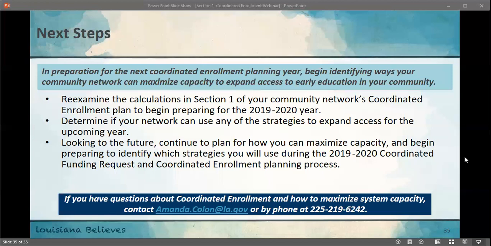We'll stay on for a few more minutes. So if any other questions come up, please go ahead and enter them into the chat box. Otherwise, as you can see on this slide, if you have any questions about your particular plan or coordinated enrollment more broadly, feel free to reach out to Amanda. Here's her email address and her direct phone line that's on this slide. But we'll stay on the line for a few more minutes, so if you have any more questions, we'll be here to answer them.